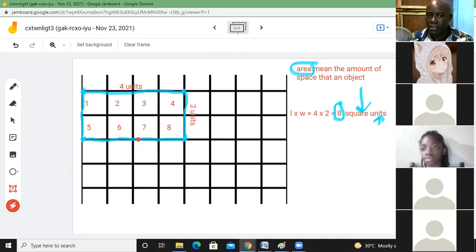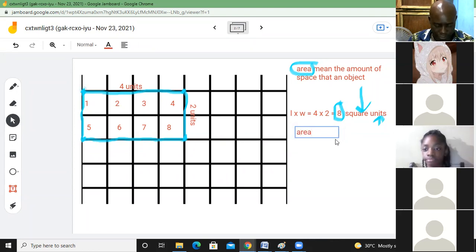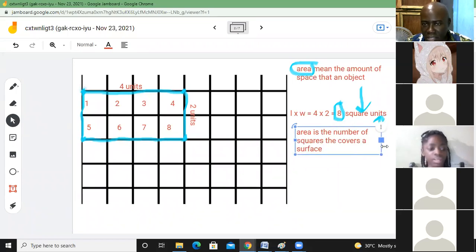Believe it or not. Could you repeat the definition? The definition, I'm going to write it. She said it perfectly. Area is the number of squares that covers a surface. Exactly. This is a book definition.